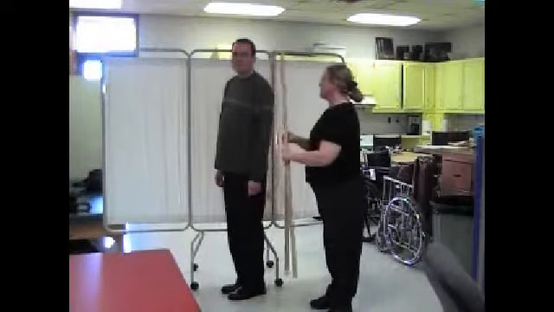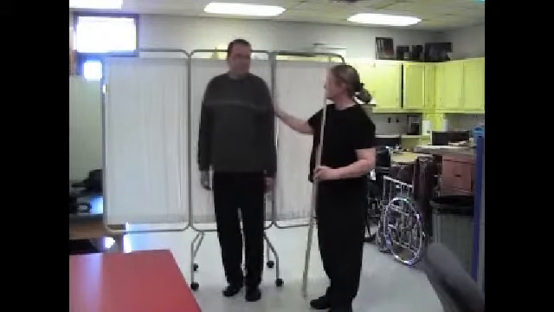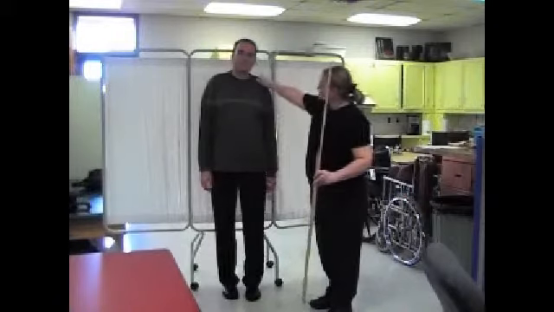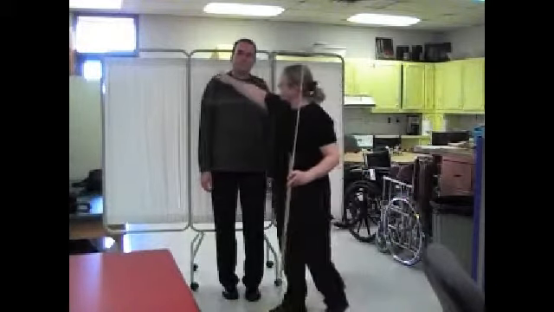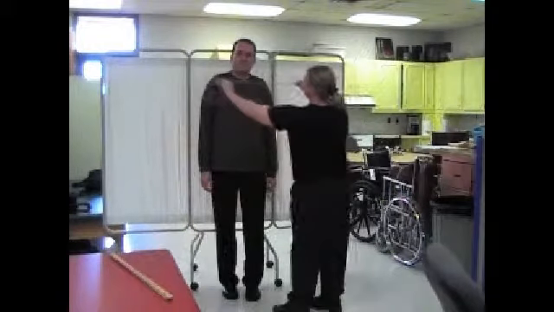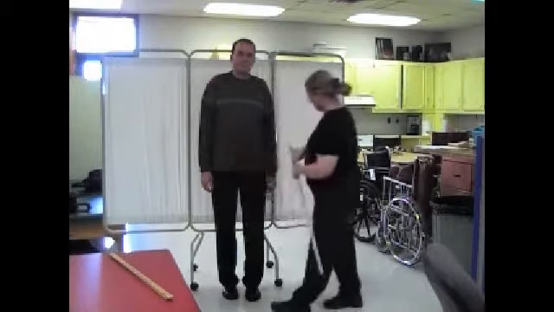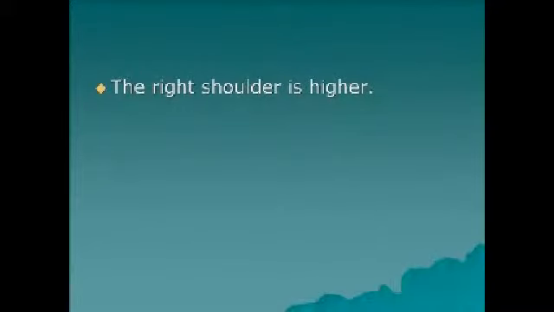And you also want to look at which of Andrew's shoulders is higher. You want to turn and face forward. You also want to look to see if one shoulder is higher than the other. A good way to look at that is to put a yardstick level and see if one shoulder is higher than the other. When Andrew is facing forward, his right shoulder is higher.